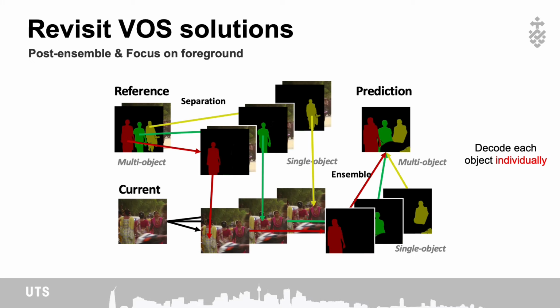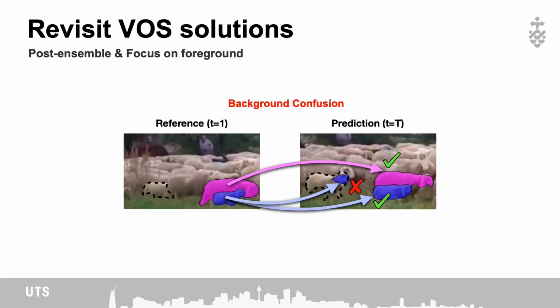At the beginning, I want to revisit previous VOS solutions. Modern video scenarios commonly contain multiple targets. In these cases, previous VOS methods prefer to decode each object individually, and ensemble all the single-object results into a multi-object prediction. We call this manner a post-ensemble manner. This post-ensemble manner easily focuses on each foreground object and ignores possible similar objects in the relative background, leading to a background confusion problem. As shown in this figure, the similar background shape is matched with the blue target incorrectly.